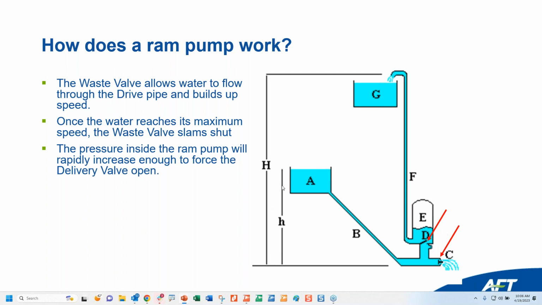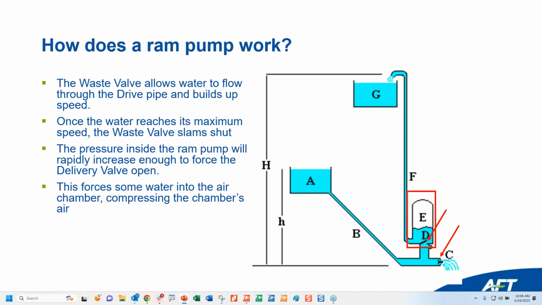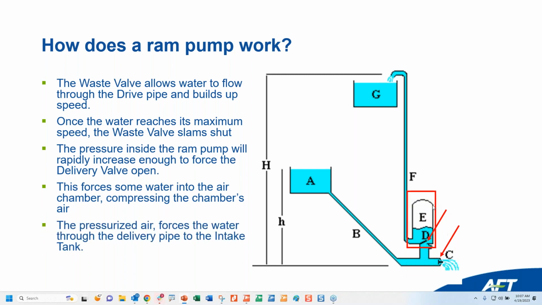So the water flows down to the ram pump, the waste valve closes, it opens the delivery valve, and this forces some water into the air chamber, compressing the air in the air chamber. The pressurized air forces the water through the delivery pipe to the intake tank, and this is how it operates. So let's see a video of how it works.